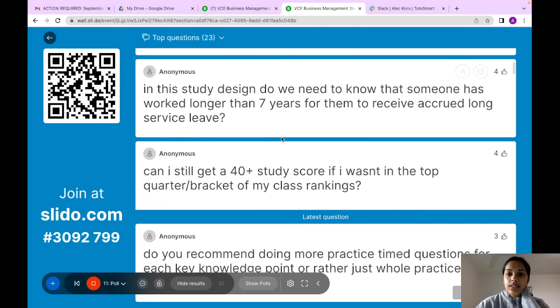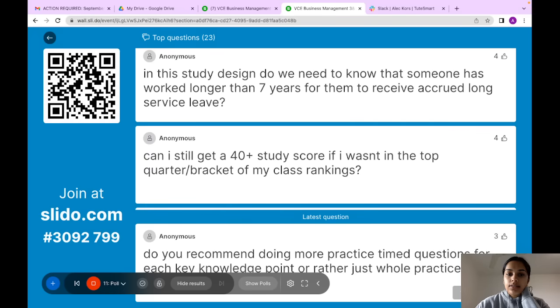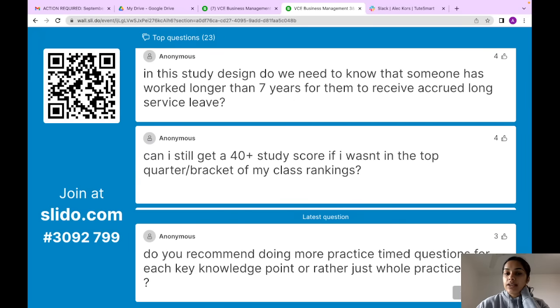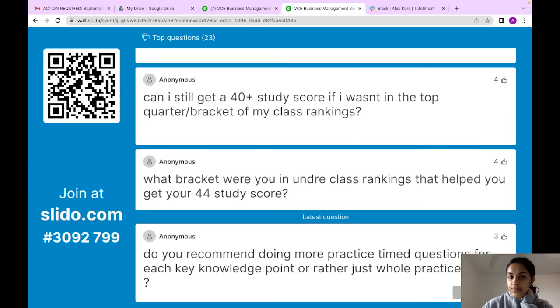In the study design, do we need to know? So you need to know the entitlements that they get upon termination. So yes, because if you're talking about accrued long service leave as an entitlement, you would have to mention that they're only entitled to that if they've worked longer than 7 years.